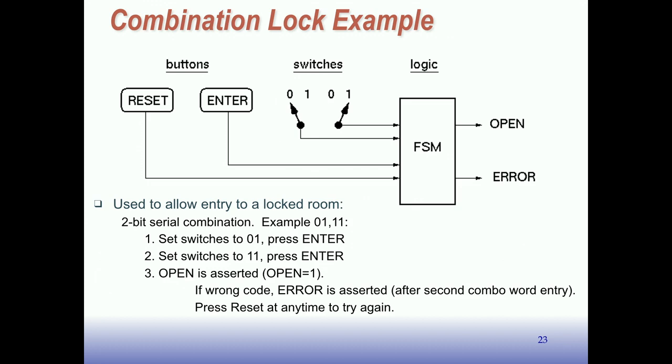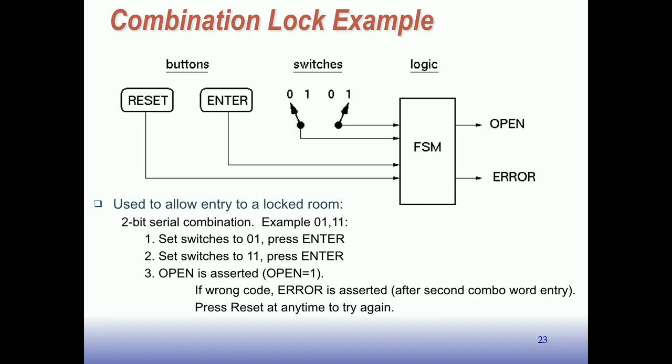If the wrong code is entered after the second entry, then the error signal is asserted instead of open. Open remains 0, so the door doesn't open, and this just sounds the alarm and calls the police or turns on the LED or whatever it does. Okay? And then you could reset at any time and try again. Okay, so I think you understand the way that it works.